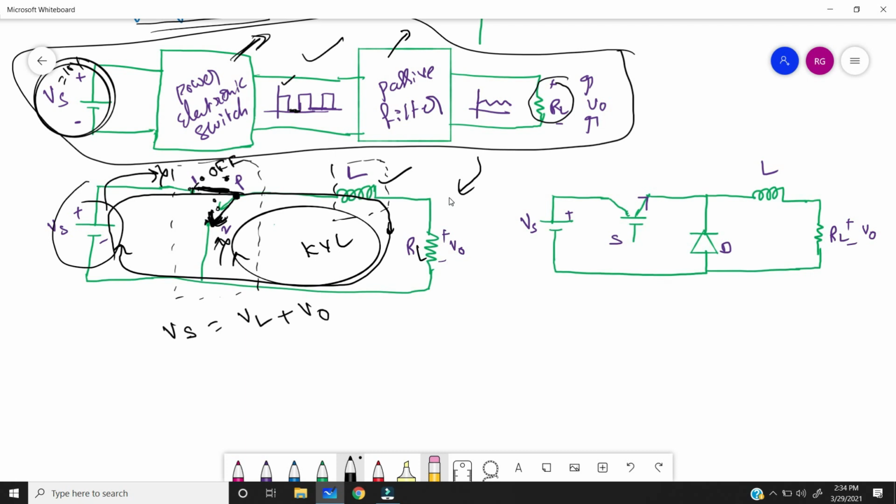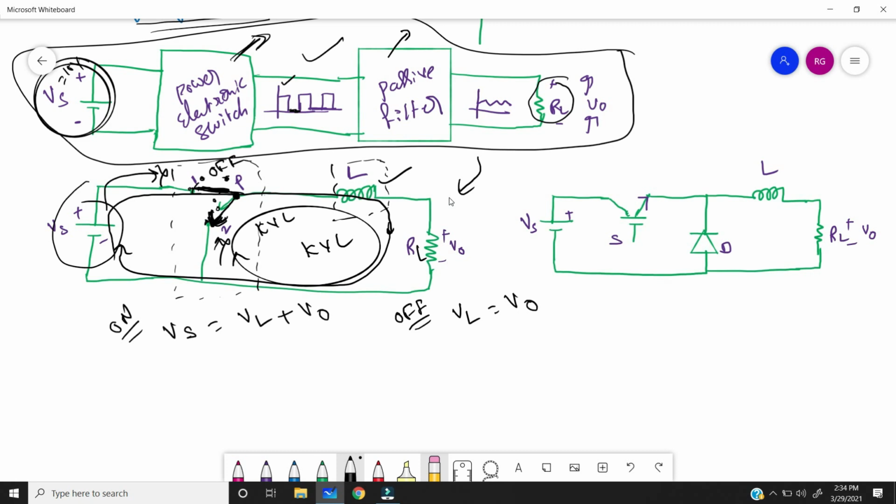So if you apply KVL to this circuit, what will happen? Current flows from switch 2 and then through the inductor, then the load, and then back to the switch. This is the circuit we are getting here. So in the off condition, only the energy stored in the inductor will go to the load, right? When the switch is in the on condition, we get the input voltage equal to the inductor voltage plus the resistance voltage. This is the on condition, and this is the off condition.